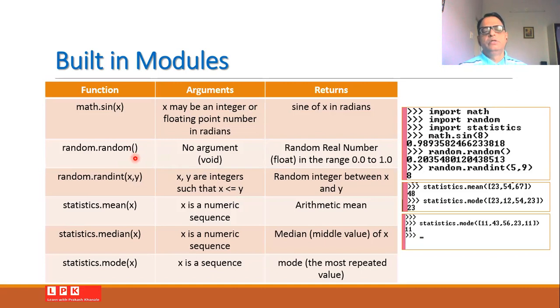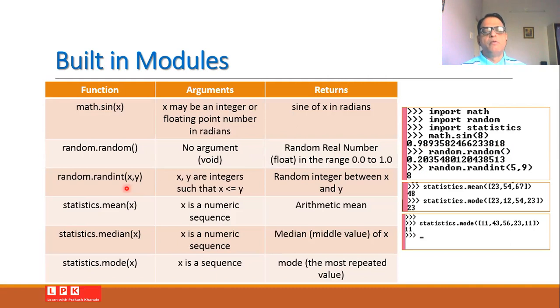There is another function, random.random. This function will not require any argument, and it will generate a random real number in the range of 0.0 to 1.0. So if I write random.random, then I will get the value 0.20. If I use it again, then again a new random value will be generated by this function.